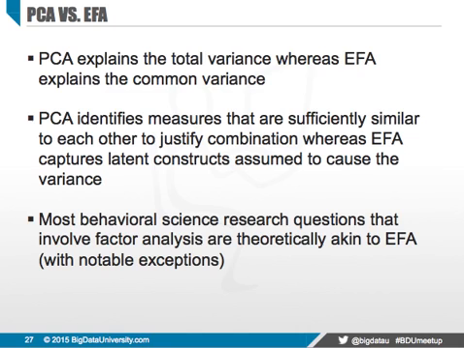So there are some commonalities between PCA and EFA, but there are some differences. PCA considers the total variance within the matrix, whereas EFA explains the common variance, that is, the communality between different variables. PCA also identifies measures that are sufficiently similar to each other to justify combination, whereas EFA captures latent constructs assumed to cause the variance. So the cause assumption is completely theoretical here. What we're saying is that there is common variance between the variables, and all of the measured variables are caused by this underlying construct.